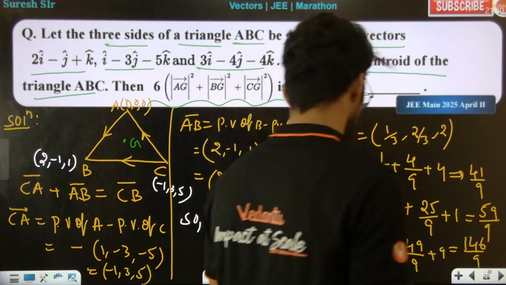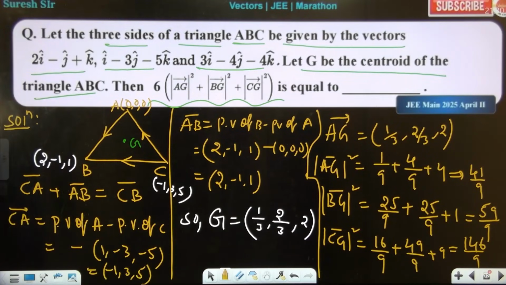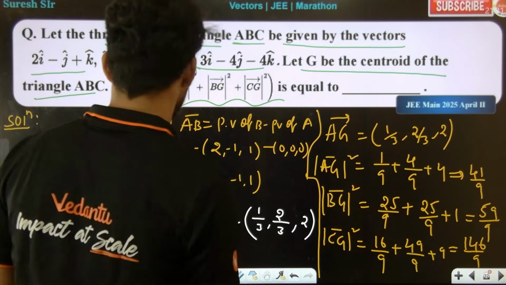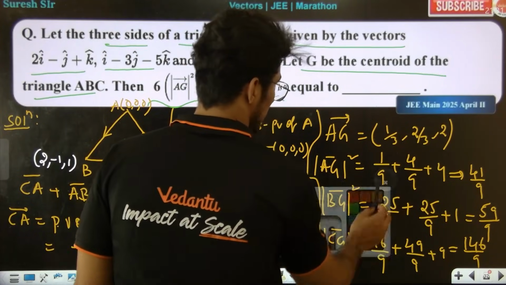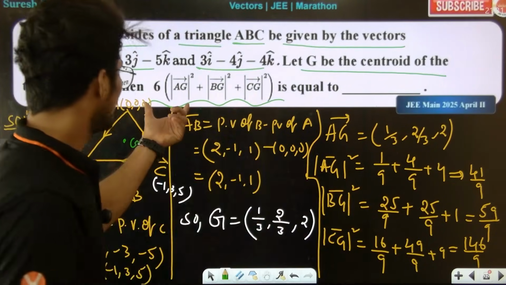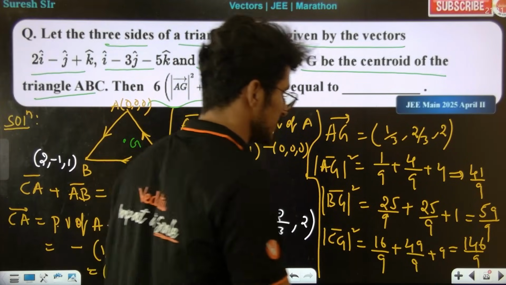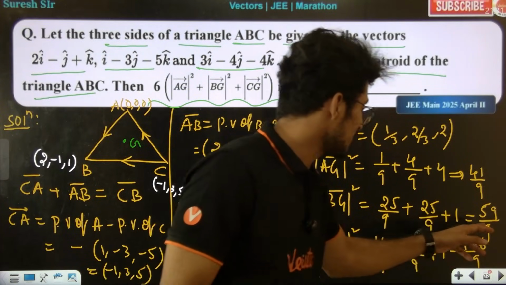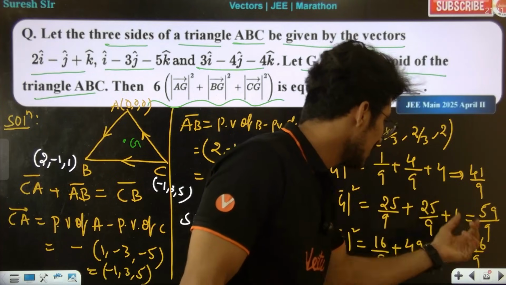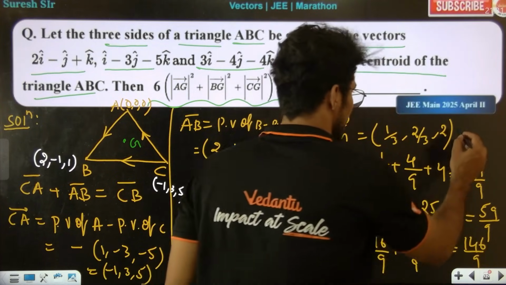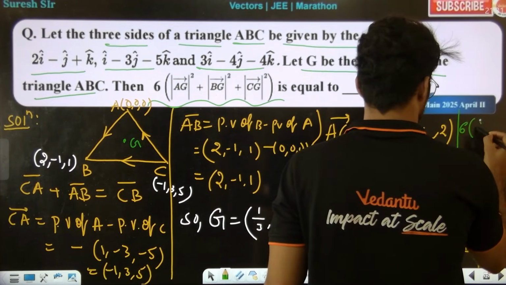So this is what I got. Now tell me, if I add all this, what am I going to get, guys? 146, correct. So 246, right? Let me write here itself. What I need to do is add all this and then multiply with 6. Add all this means 41 plus 59, 100, and 246. 246 by 9. So 6 times 246 by 9.